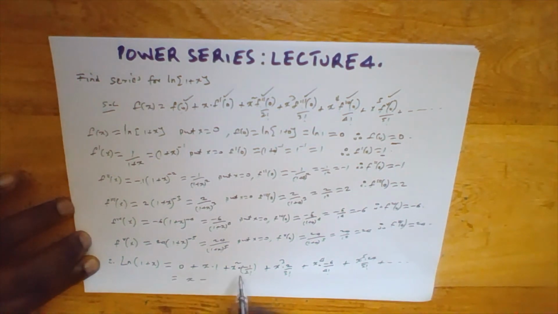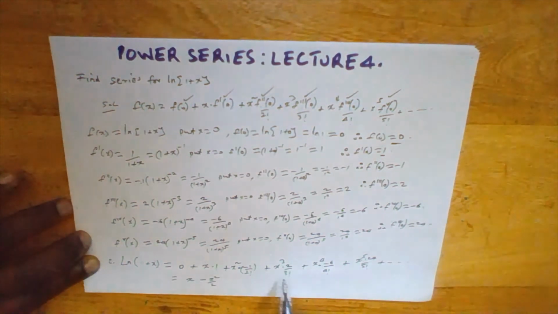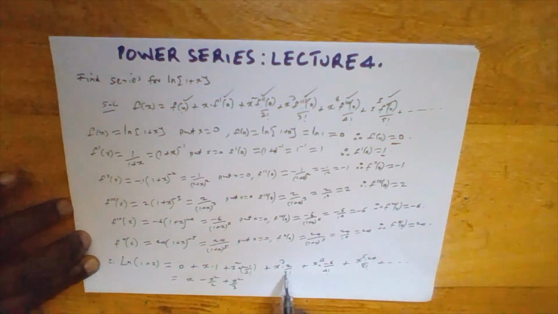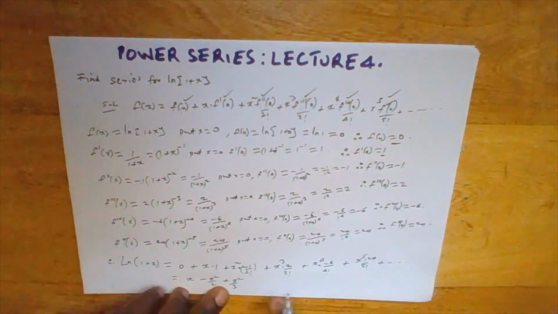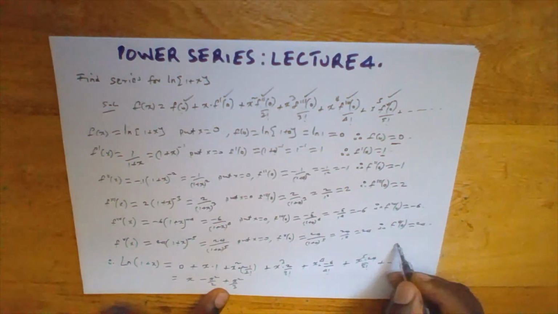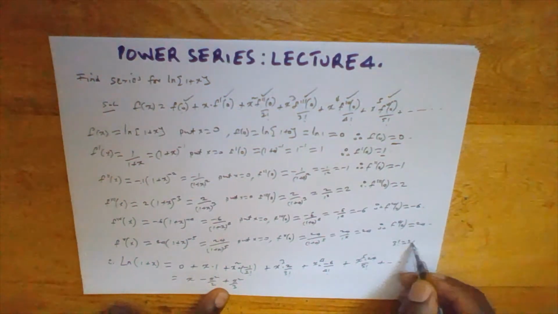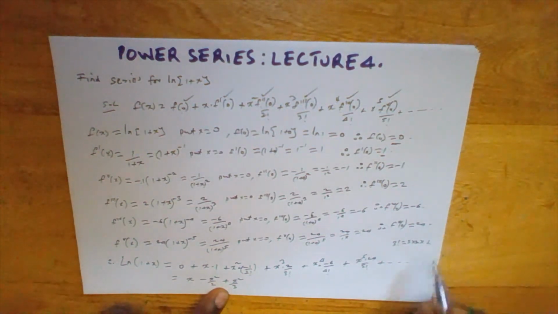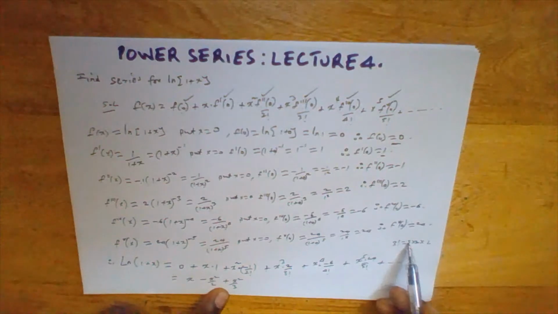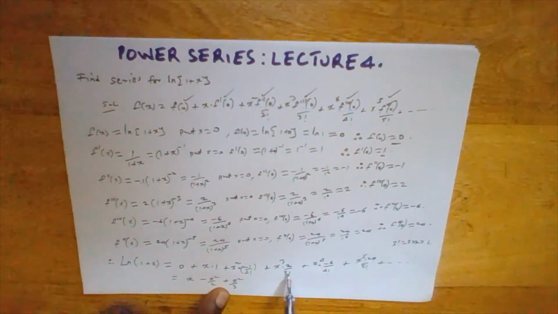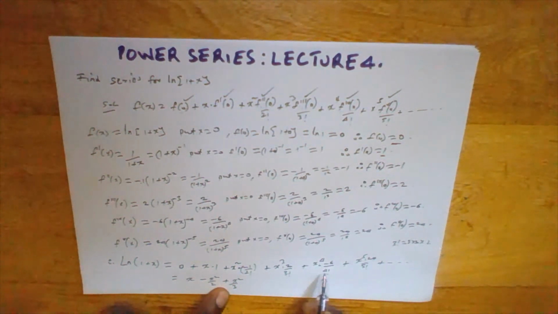Here we have minus x squared all over 2. Here we have plus x cubed all over 3. Remember here we have 2 all over 3 factorial. So 3 factorial equals 3 times 2 times 1. So this 2 times 1, which is 2, will cancel with this 2, and we remain with this 3. That's why here we are remaining with x cubed all over 3.